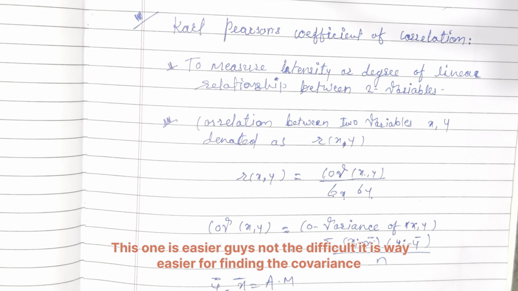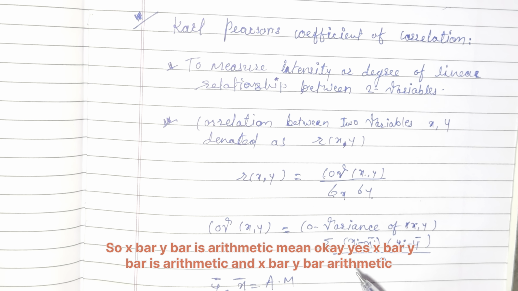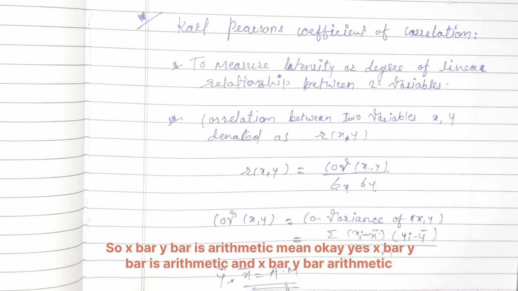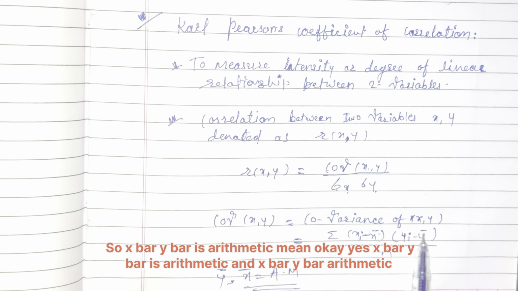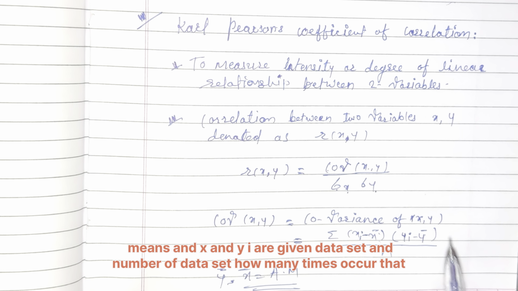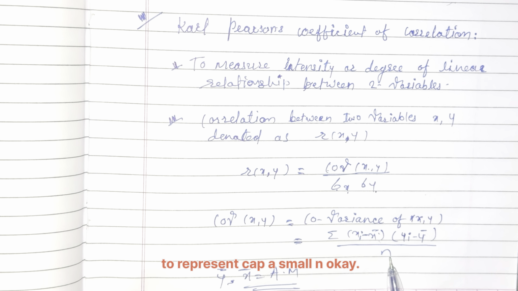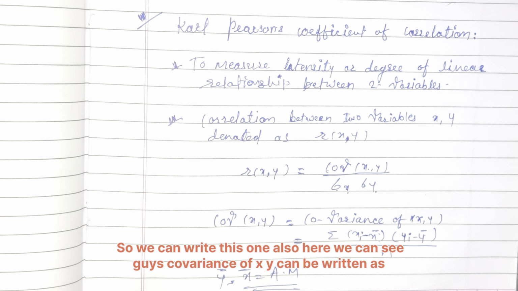This is easier, not difficult. It is way easier for finding the covariance of xy. So x bar and y bar are the arithmetic means, and xi and yi are the given data set, and the number of data points is represented by small n.